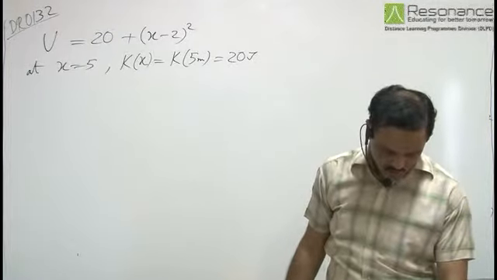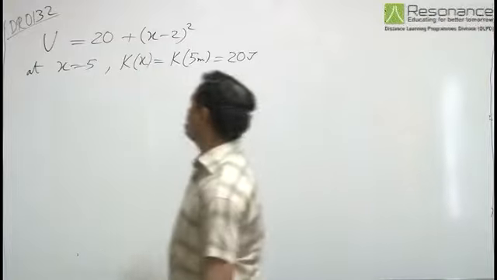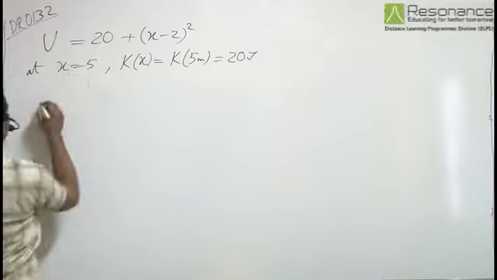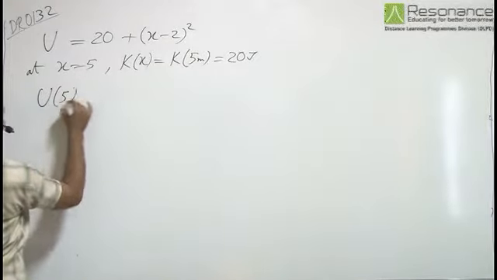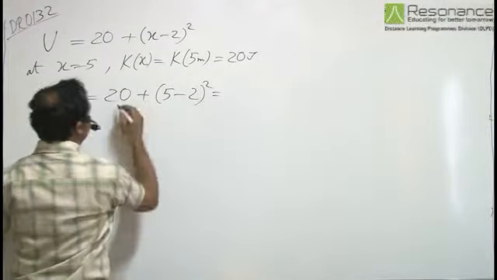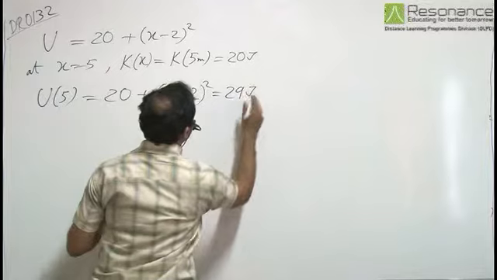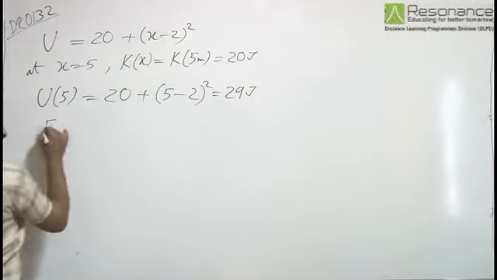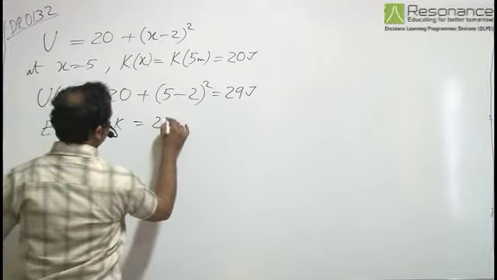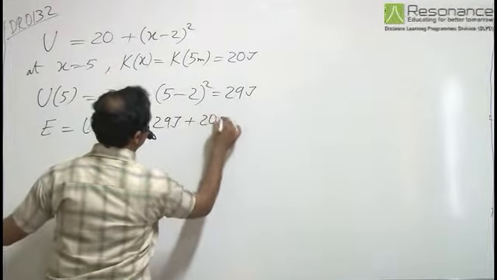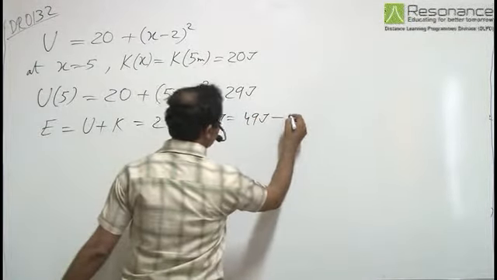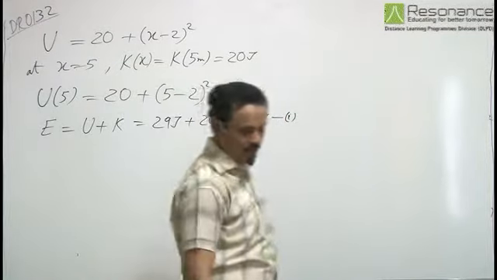First question asks, what is the mechanical energy of the system? Mechanical energy of the system is potential energy plus kinetic energy. So U at 5 is equal to 20 plus (5 minus 2) square, that is equal to 29 joules. Total mechanical energy is the sum of potential plus kinetic energy, that is 29 joules plus 20 joules, equal to 49 joules. This is the answer of the first part of the question.